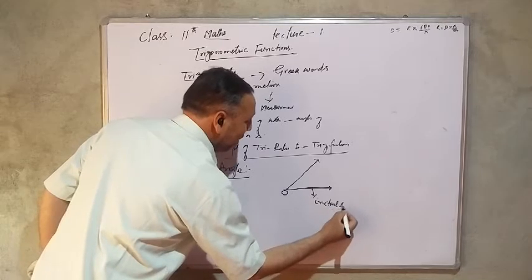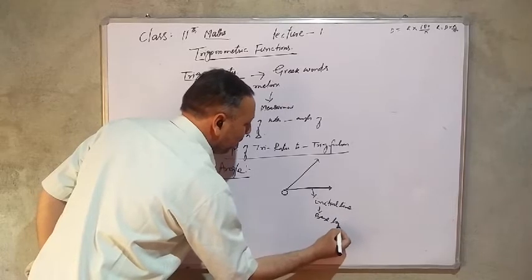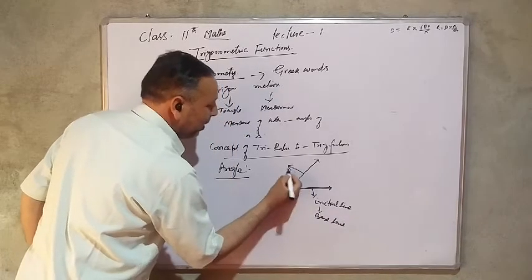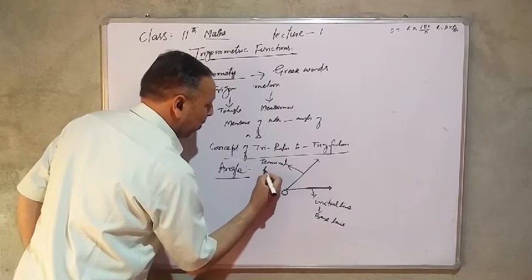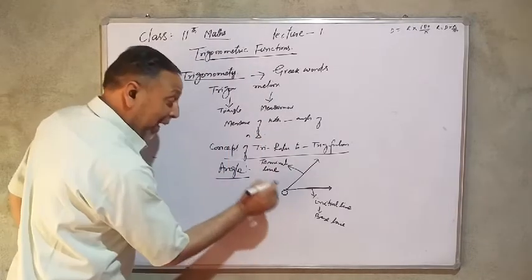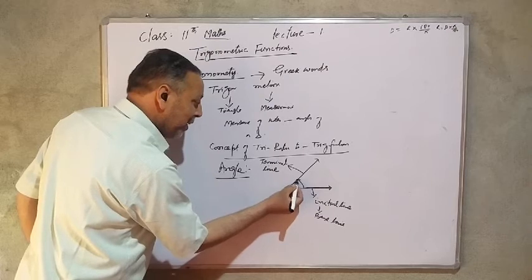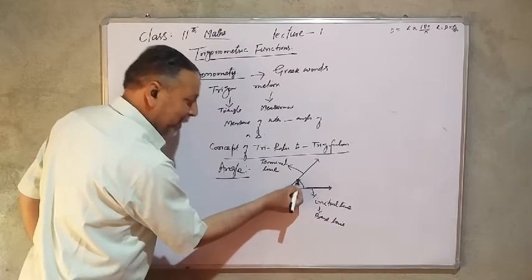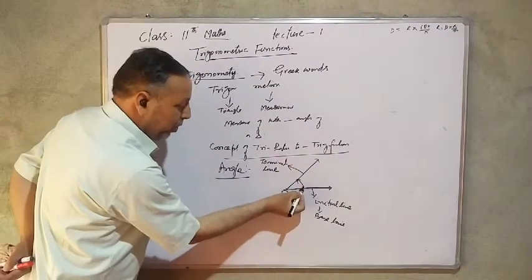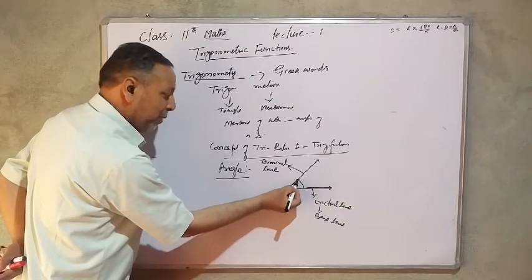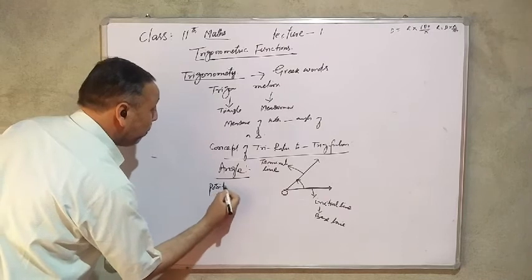The initial line, or we call it the baseline. And this ray is known as the terminal line. An angle always starts from the baseline to the terminal line. The angle which starts from the baseline to the terminal line is known as a positive angle.